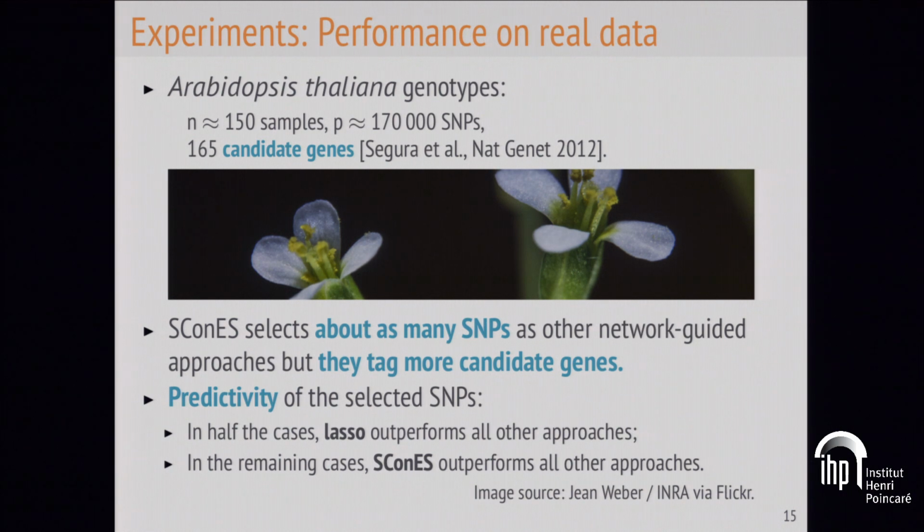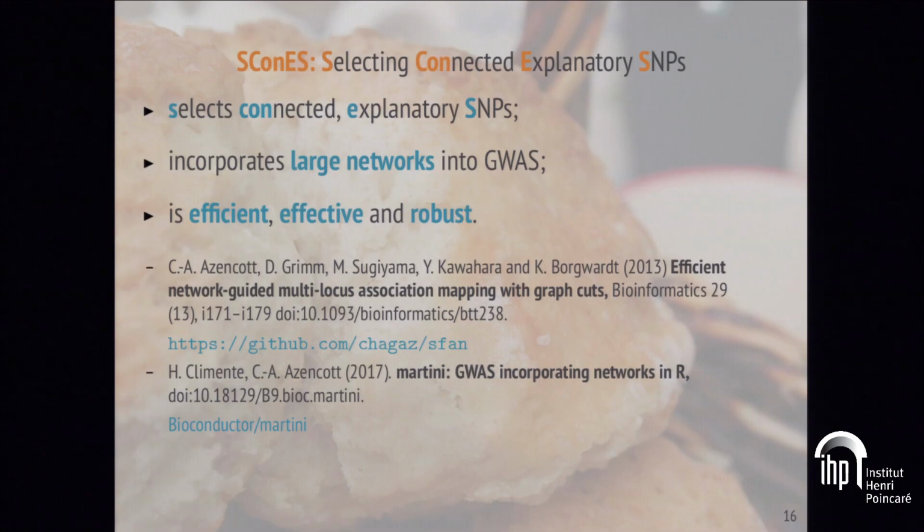And then we looked at whether those features we had selected were predictive of the phenotypes. And what we figured was that we had two cases. Either the lasso was outperforming all the network-constrained approaches, indicating that the network is actually useless in this case, or not informative enough. And in the remaining cases, when one network-guided method was better than the lasso, then it was Cohn's, our method, that was outperforming the others.